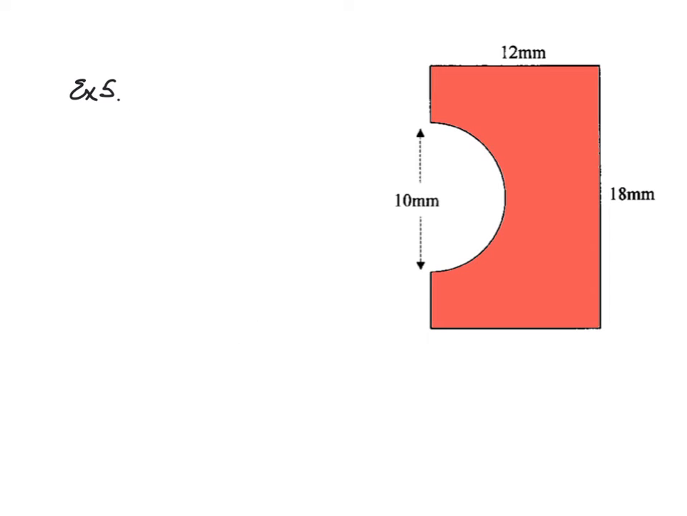So example 5, final example. I want to work out the shaded area. What we have here is a rectangle with a semicircular gap. So the area of the rectangle is nice and simple. That's length times breadth. And that's 12 times 18. Now 10 times 18 is 180. 2 times 18 is 36. So that gives us 216 millimetres squared.